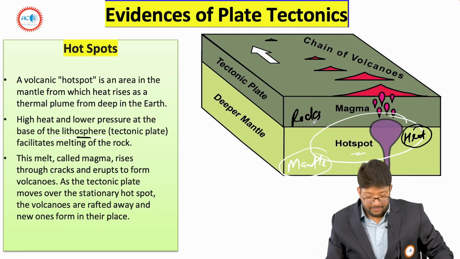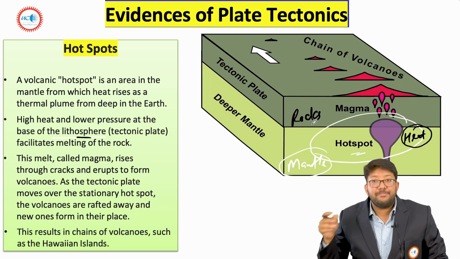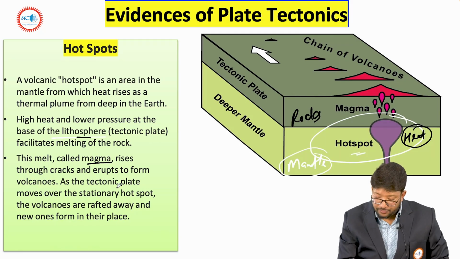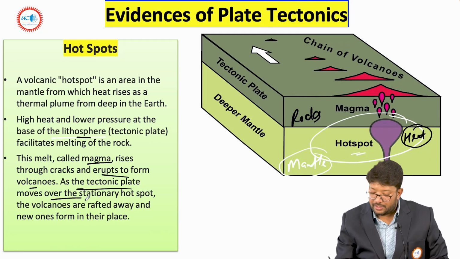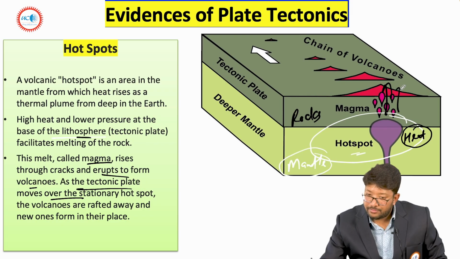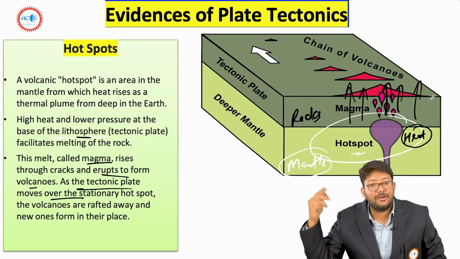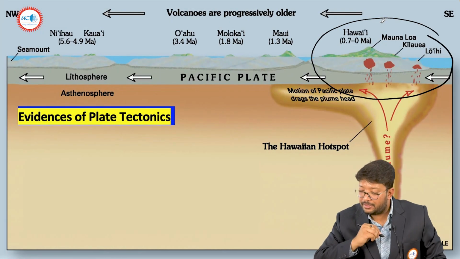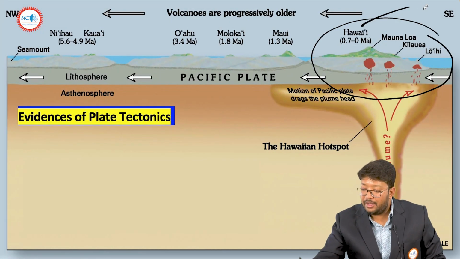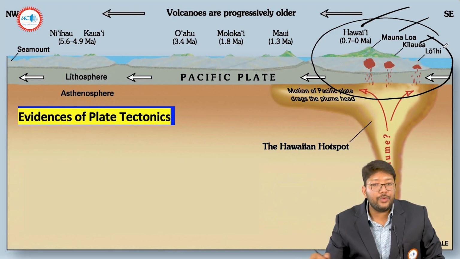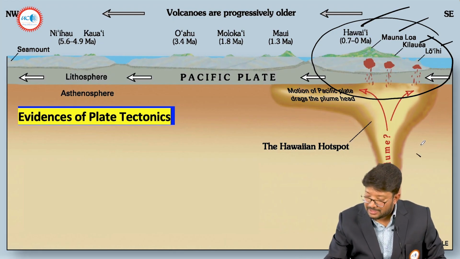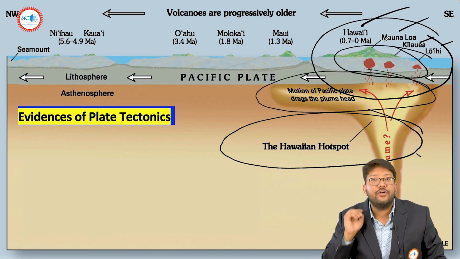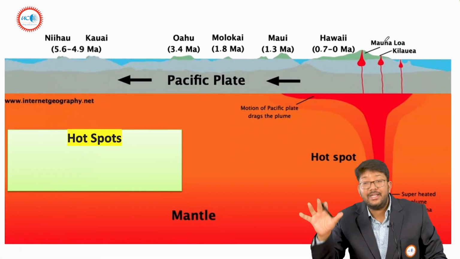Okay, fine. And this magma rises through cracks and erupts to form volcanoes as the tectonic plate moves. So this magma is coming out now, and this will result in a chain of volcanoes like Hawaii: Mauna Loa, Kilauea and Loihi. This is the hotspot. This is the Hawaiian hotspot. This is the mantle plume, and these are the chain of volcanoes. Okay, this is the evidence of plate tectonics.